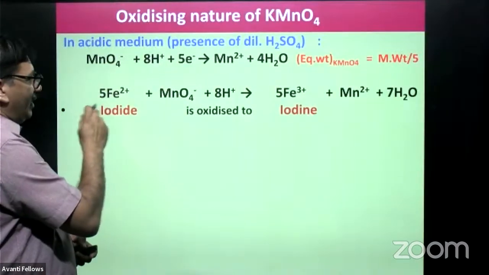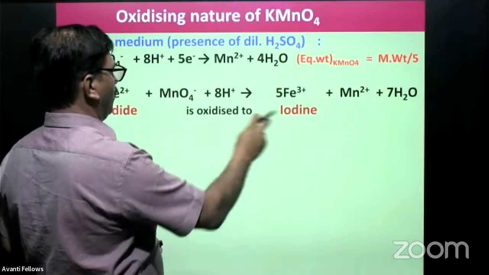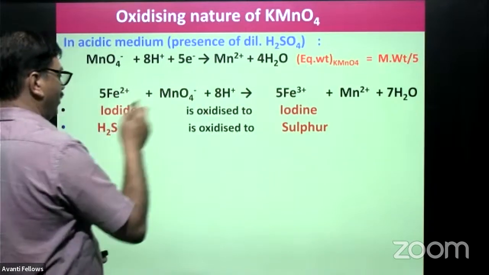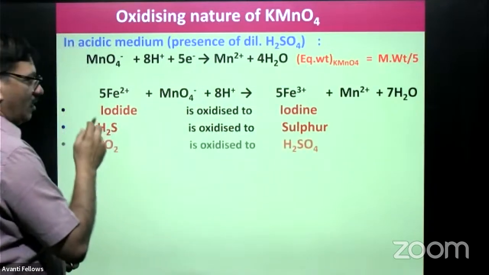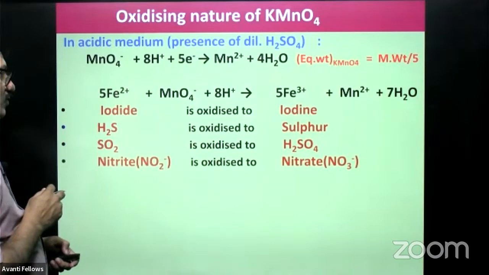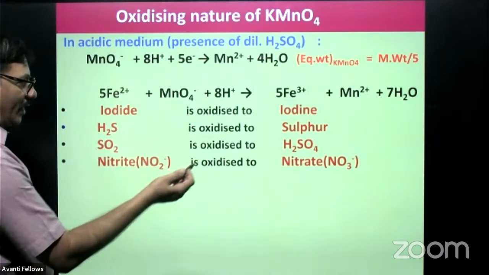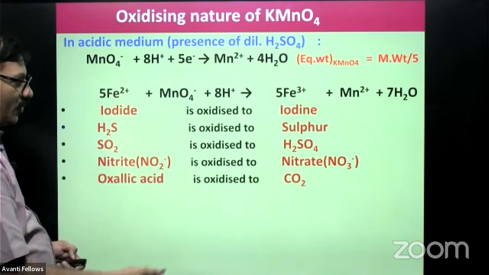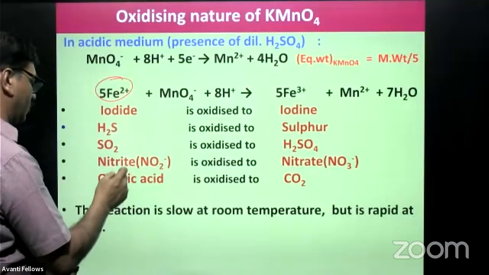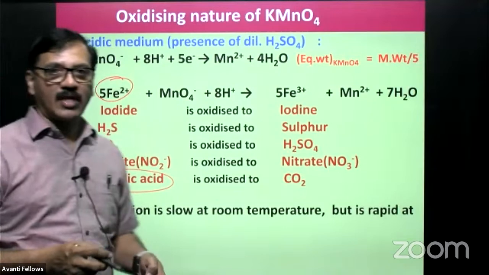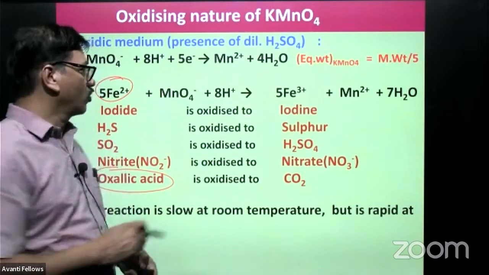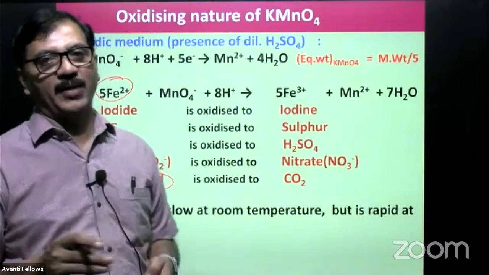Now, it changes ferrous ion into ferric ion, iodide ion into iodine, hydrogen sulfide into sulfur. Sulfur dioxide is oxidized to sulfuric acid, nitrite ion into nitrate, oxalic acid into carbon dioxide. So these are the reactions that you have seen, and this is the one which you have seen in the practicals: oxalic acid versus KMnO4 or Mohr salt. Mohr salt consists of Fe2 plus ion. So this oxidation reaction you are supposed to remember even in the practicals.